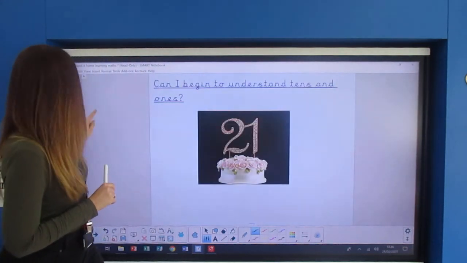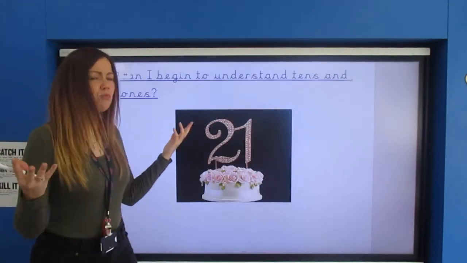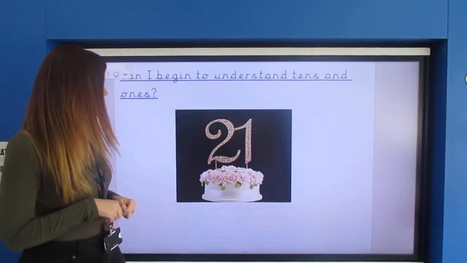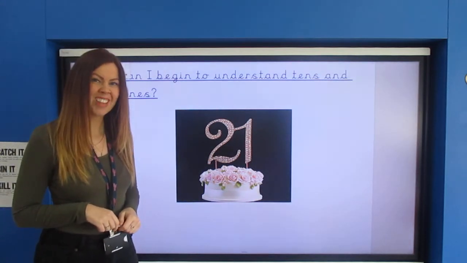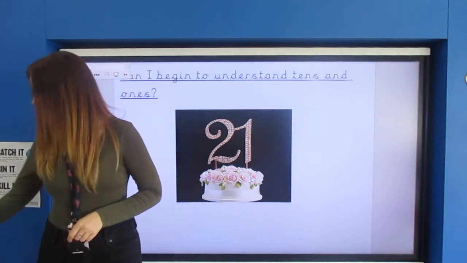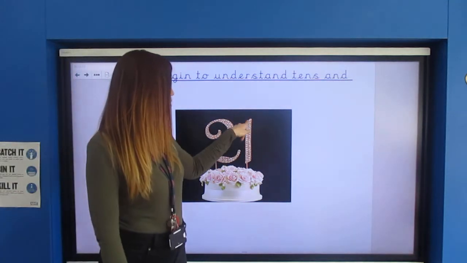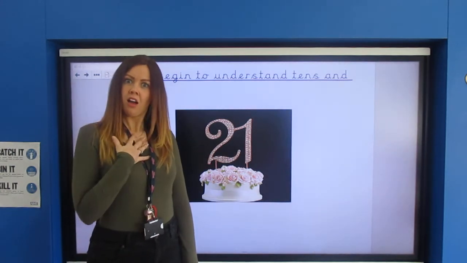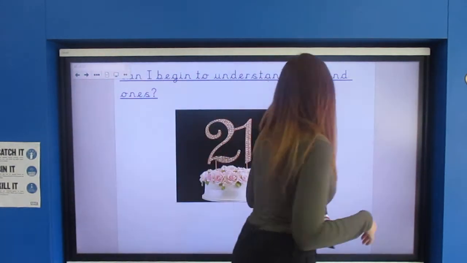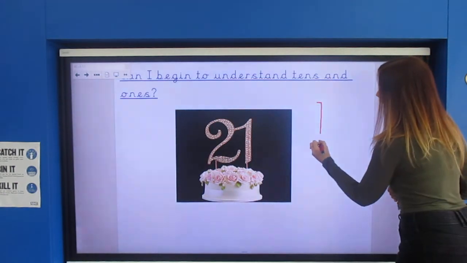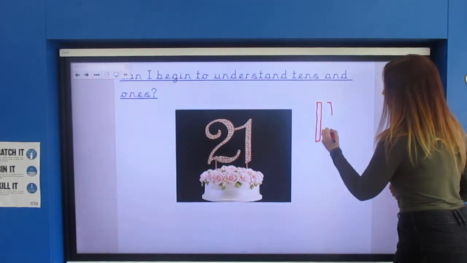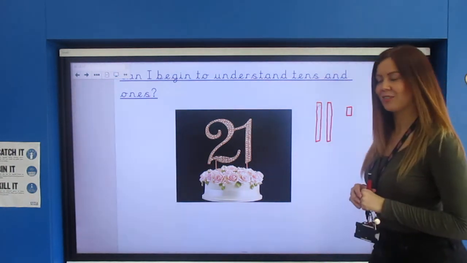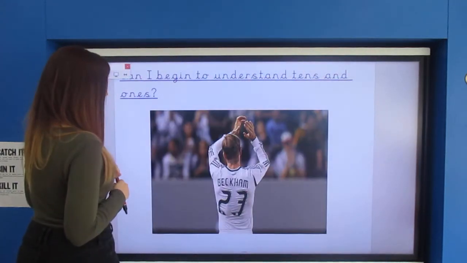So, let's have a look at some numbers that you might have seen in real life, just so that we can understand why we use these numbers. What's this here? It's a birthday cake, isn't it? And how old is this person? Is it mine? 21. I wish. 21. So that would look like this. 2 10s and 1 1.